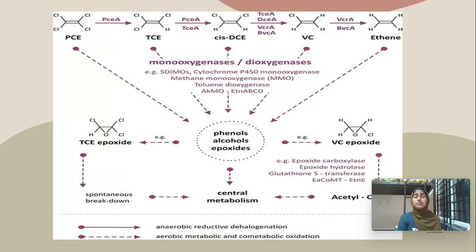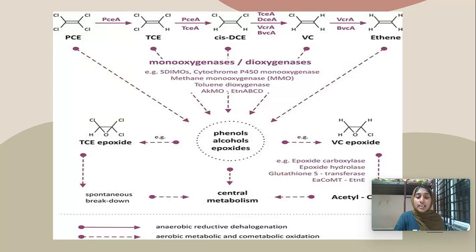This is the pictorial representation of organohalide respiration. In this, the lower part shows the aerobic metabolic oxidation and co-metabolic oxidation, whereas the upper part, where the full arrows are shown, is the anaerobic reductive dehalogenation. So in anaerobic reductive dehalogenation, with the help of reductive dehalogenase enzyme, PCE is converted into TCE, then further into cis-DCE, then to vinyl chloride and then ethene, which is a complete degradation of the organohalide compound.